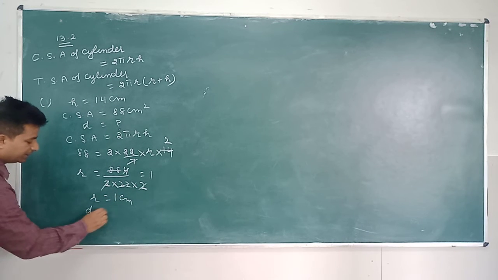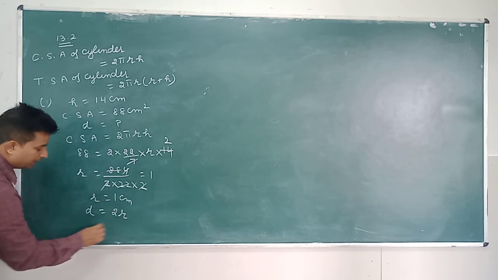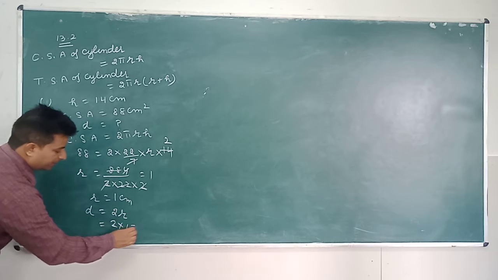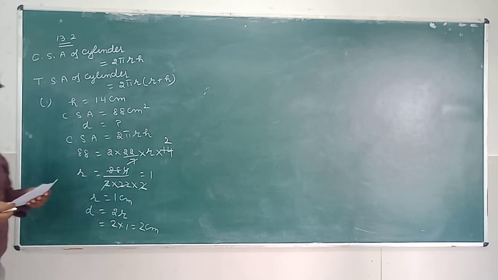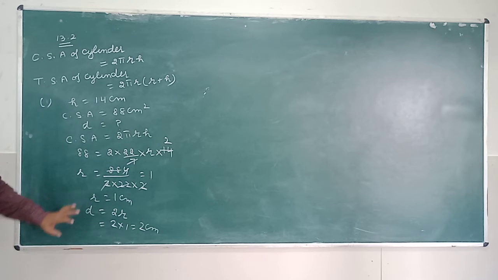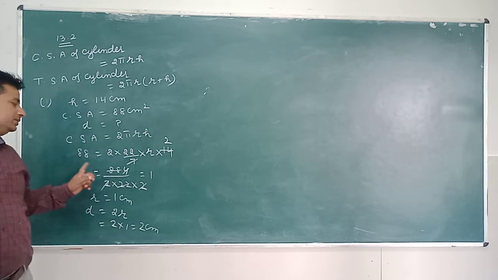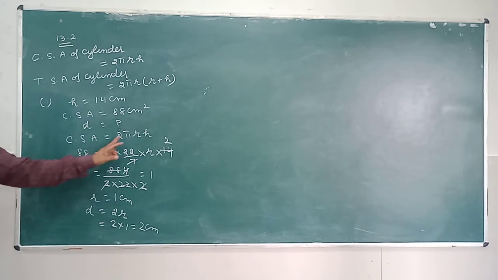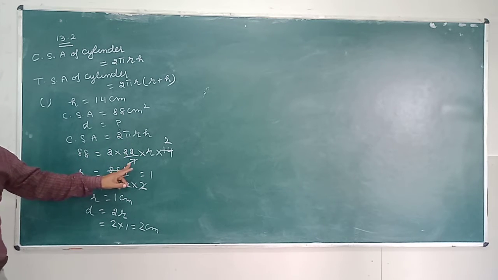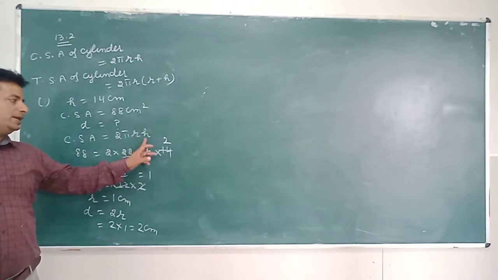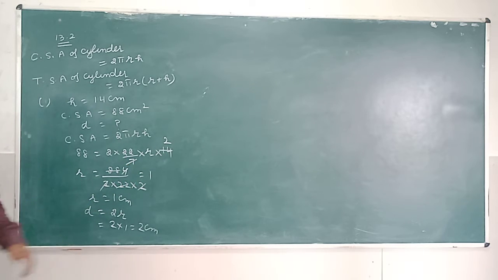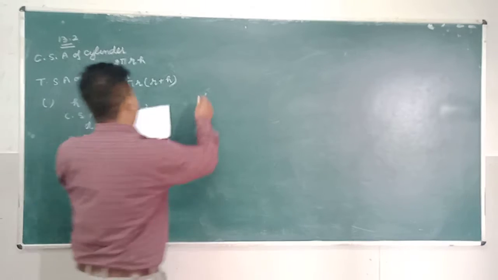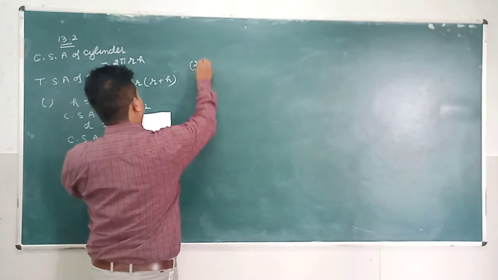So diameter is 2r, which is 2 into 1. 2 centimeter is the diameter of the cylinder. This is the answer. This is a very simple one. Curved surface area is given, which is 88. So 2π is 22 by 7, r is required, h is 14. 7 into 14 cancels, and when we divide this, we get 1. So the diameter is 2 centimeter.